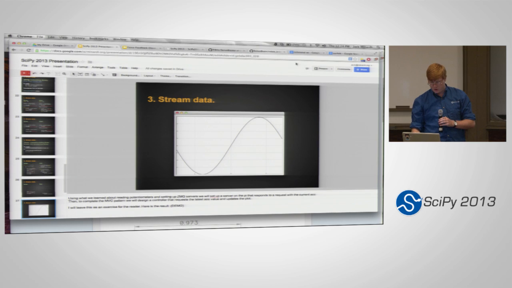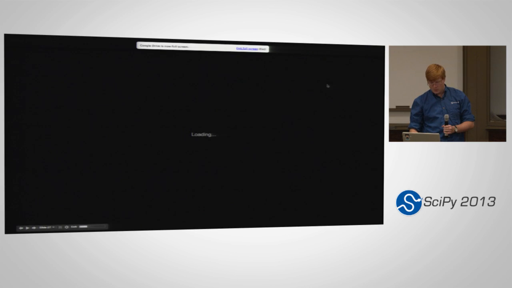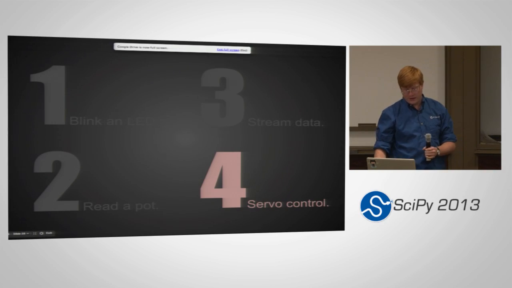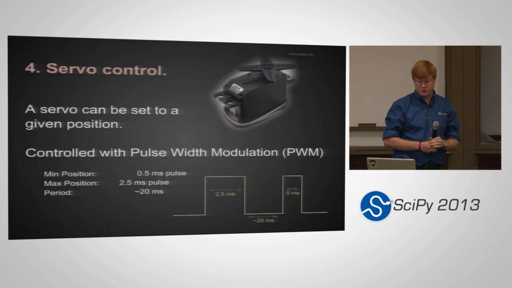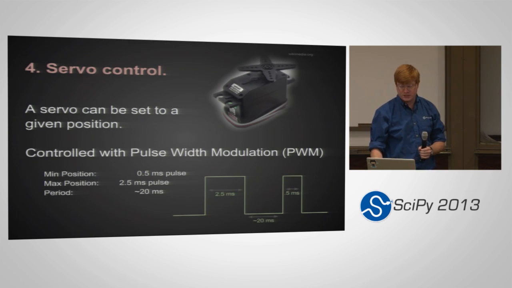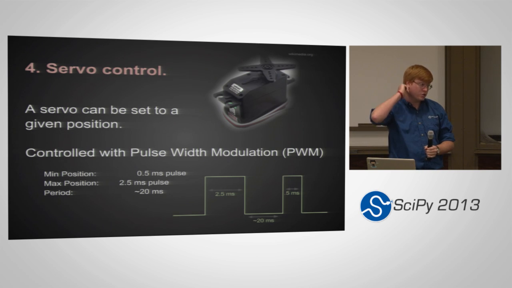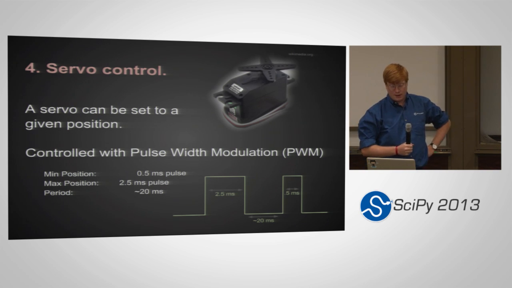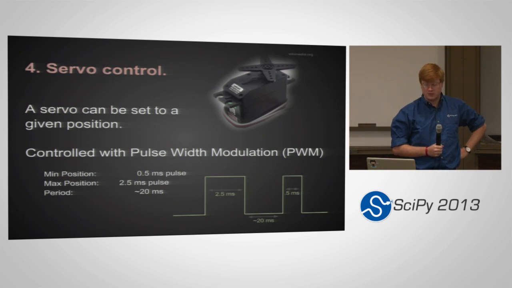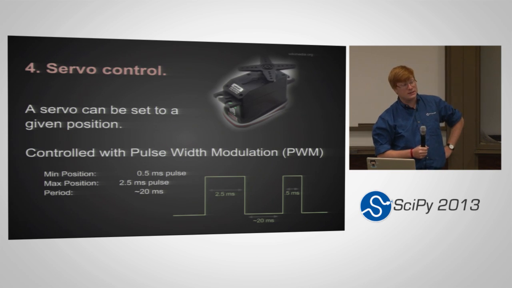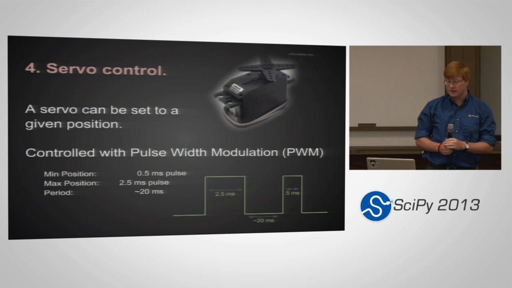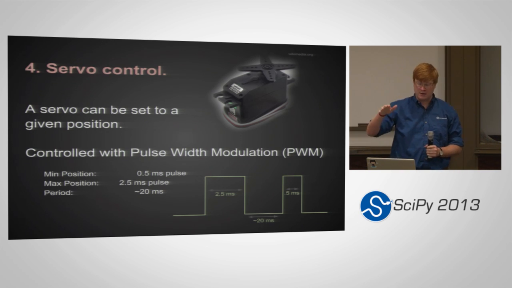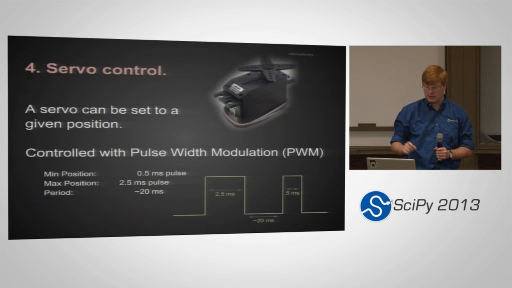All right, and I've got to go pretty quickly through this last one. So the last one is servo control. A servo is just a small motor that you can set the arm position. It uses something called pulse width modulation, which is basically sending pulses, and the width of the pulse is what is important to the servo. If you send a 0.5 millisecond pulse, that's telling the servo, go to your minimum arm position. If you send a 2.5 millisecond pulse, that says go to your max arm position. And that timing is very critical.